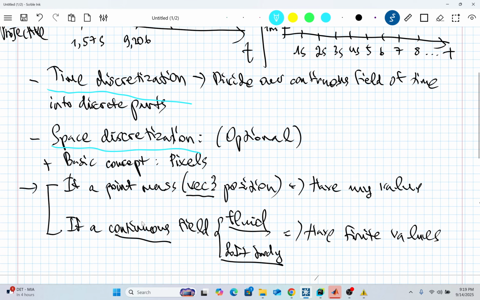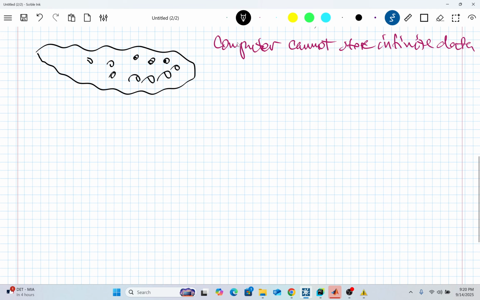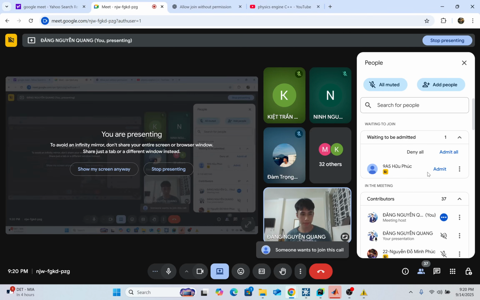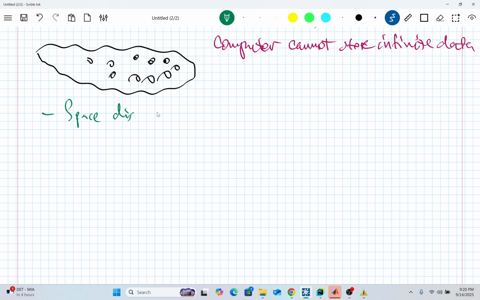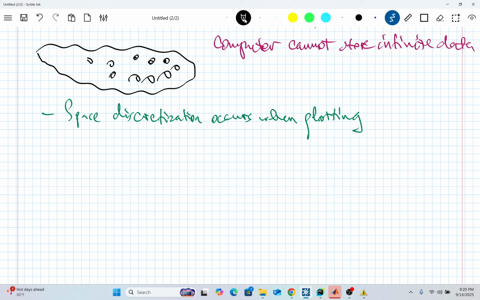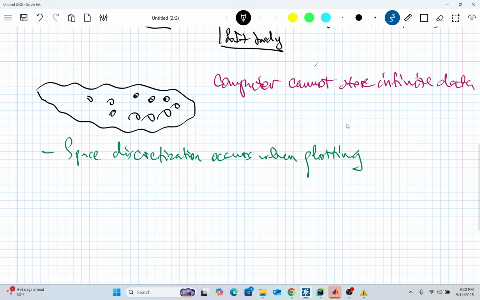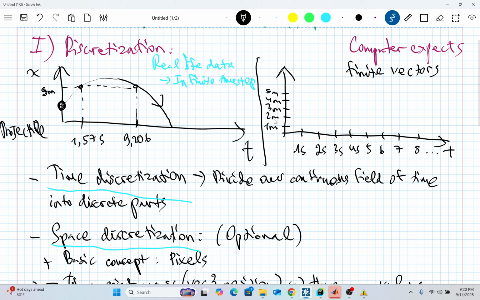And one more. When do you have to do space discretization? It is when space discretization occurs when plotting. It means that when you are trying to plot, you are trying to draw a graph, right? You have to choose the gap between each value. Like this graph, my computer is not continuous, it is divided into pixels.